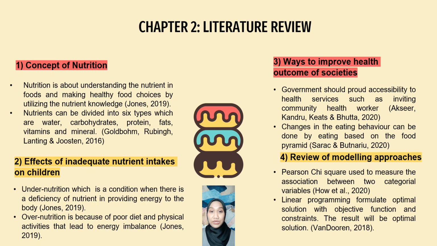Lastly is review on modeling approach. Pearson chi-square is a statistical approach used to measure the association between 2 categorical variables. Then, linear programming is a technique that can formulate an optimal solution based on objective function restricted by additional constraints. The result will be the optimal value, which is to minimize or to maximize.